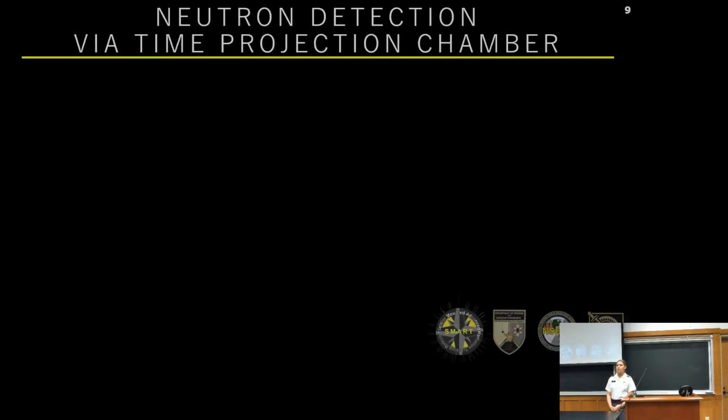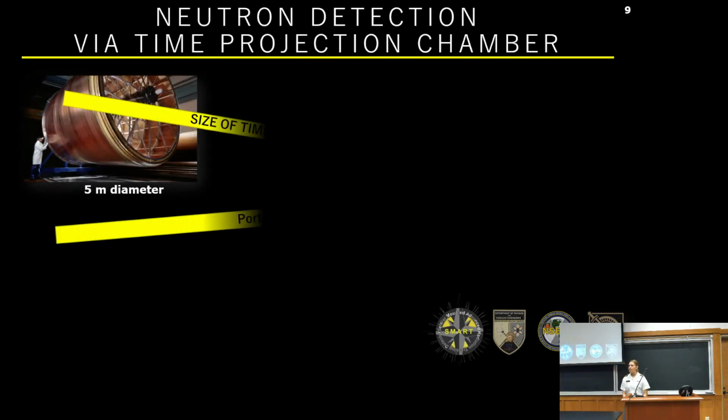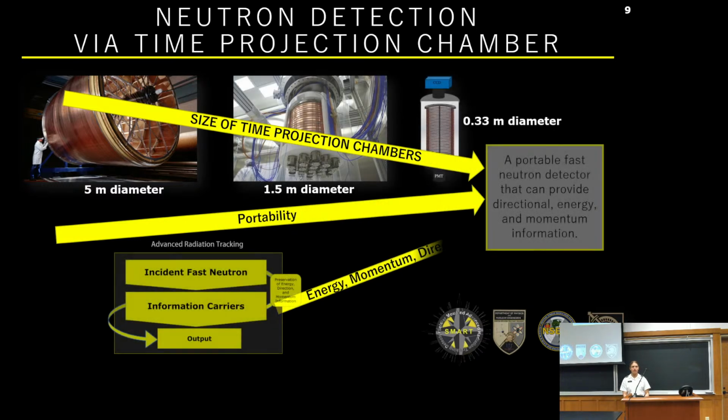The device that we use to do this is the time projection chamber. The time projection chamber was not intended to be put on soldiers to detect special nuclear material. It was intended to be a high-energy physics experiment only in the laboratory. However, over time, the size of the time projection chamber has decreased, which allows us the opportunity to take this high-energy physics, make it portable, preserve direction, momentum, and energy information, and put it all into one package known as the SMART detector.